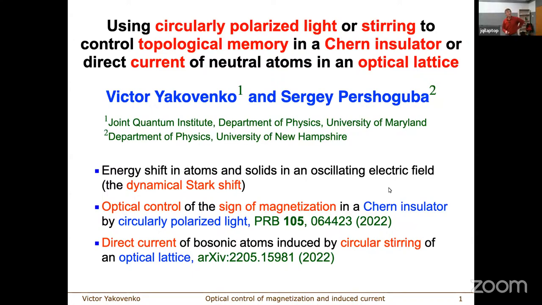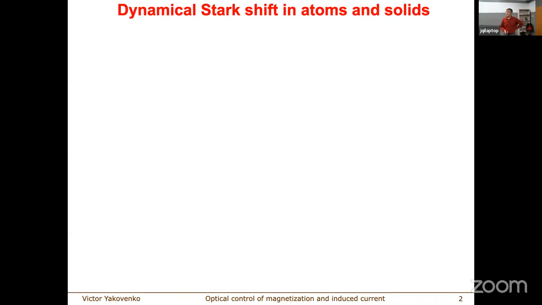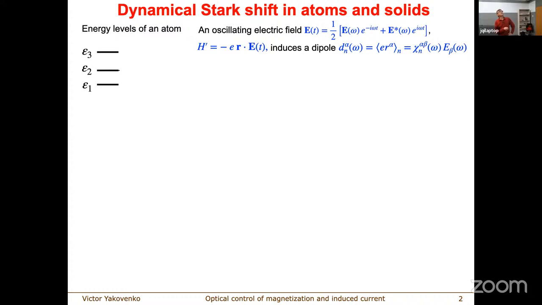So let us start with the first part. A very brief reminder of the Stark shift in atoms. Let's say we have some atom. It has some energy levels. Then we put this atom in an electric field, and let's say it's time dependent, oscillating at frequency omega. It couples to the electric dipole moment of the electrons. So the bottom line is, in the presence of this electric field, some dipole moment will be induced. Some expectation value of the electric dipole moment, and the coefficient of proportionality between electric polarization and electric field is called the polarizability tensor.